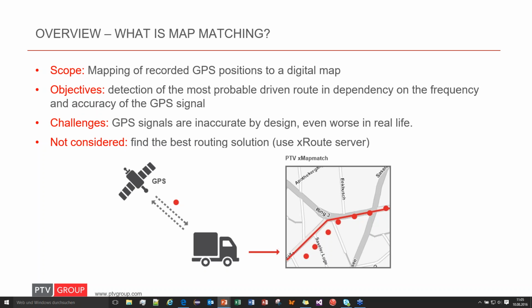In order to run an analysis concerning speeding or toll cost, it is important to have the right data. If you match the GPS coordinate to a side street instead of the main street, you get wrong speed limits or toll cost. What map matching does not consider is finding the best routing solution. For that use case, we have the xRoute server.